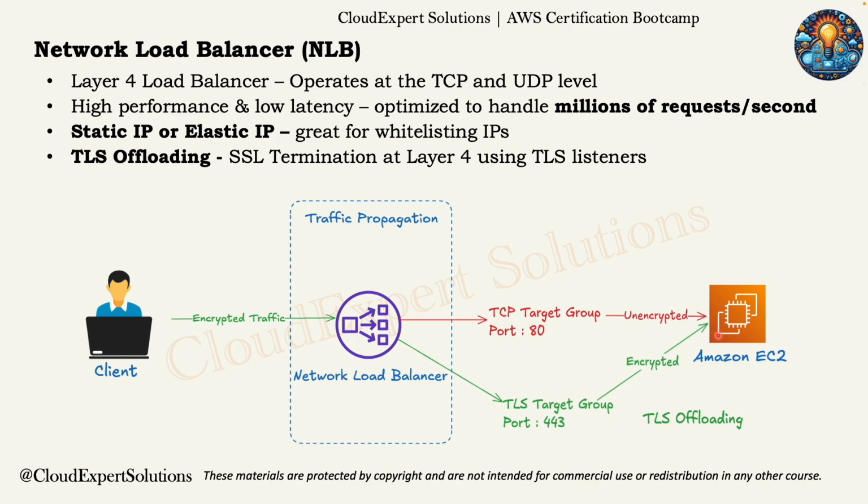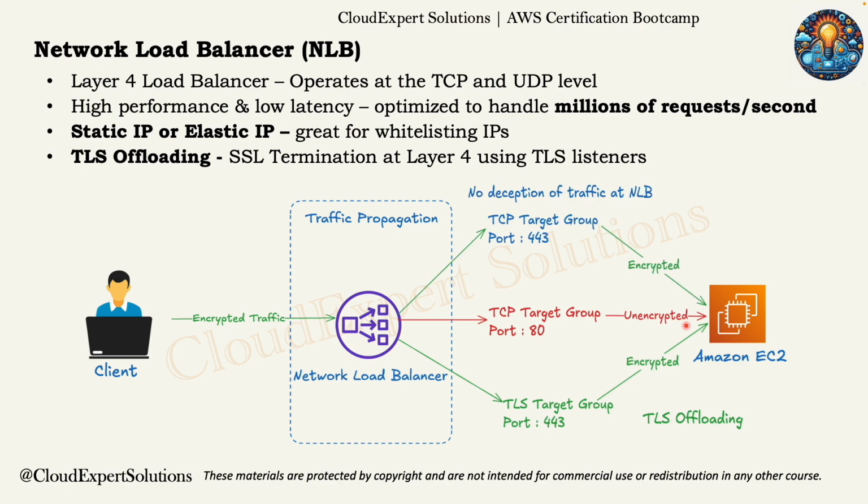You have the option to create a TCP target group over port 80. If you are creating a TCP target group over port 80, the network load balancer will accept the encrypted request, it will decrypt the request, and then it will pass the unencrypted request over port 80 to the TCP target group.